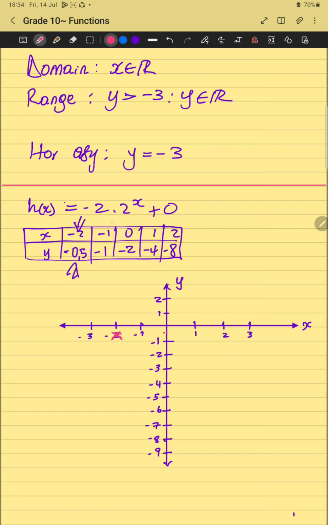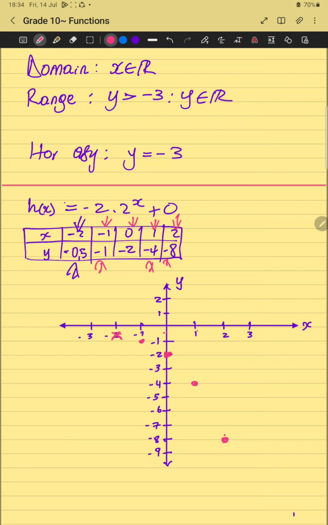And then when X is -1, Y is 1, so it's over here. And then when X is 0, Y is -2, somewhere here. When X is 1, Y is -4, that means 1, and Y is 4. And when X is 2, Y is 8, so 2 down there. That just means over here. All right, and then we just clear this thing here.